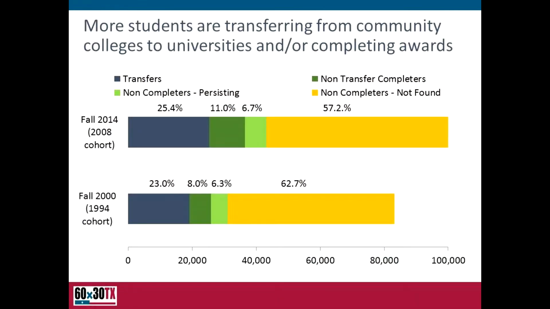This slide talks about transfer, and it shows that more students are transferring from community colleges to universities, which is one of the missions of community colleges. For those who aren't, we see more students completing awards or more students who are persisting. This gives you a feel for the 1994 cohort that we looked at, their results in 2000, versus where we are for the 2008 cohort tracked through last fall. So we're making progress there, too, and it's exciting to see.